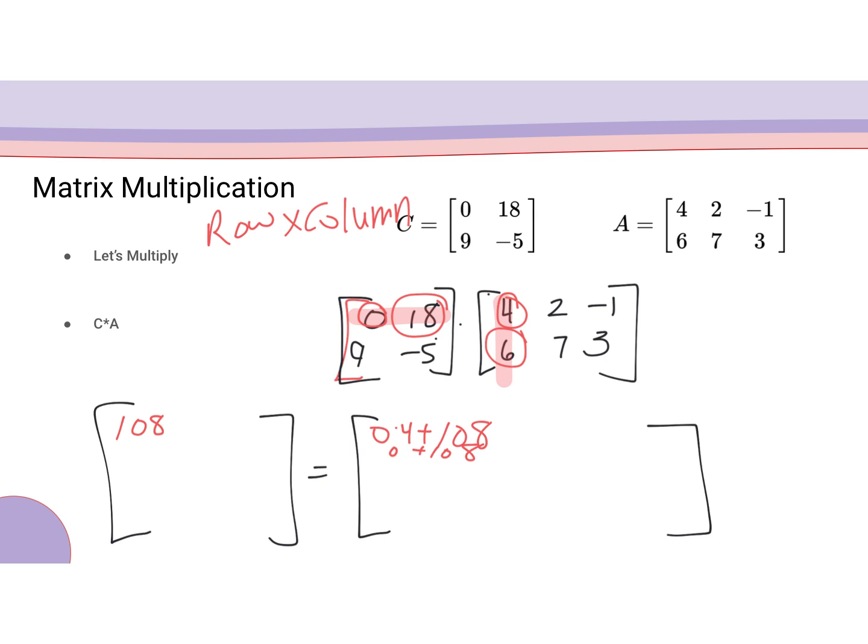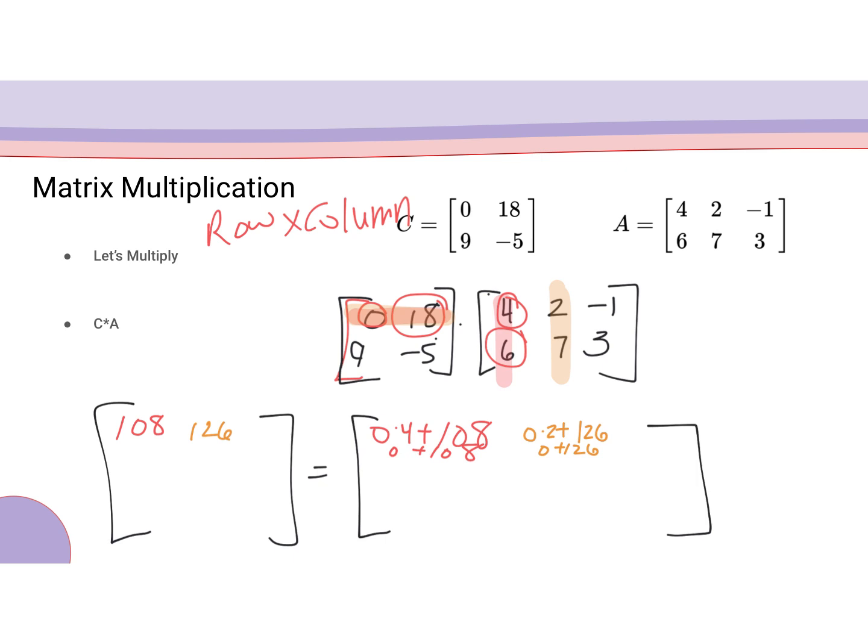Okay, so I did row times column. So let's try that next one. I'm going to take the first row. I've already multiplied it into the first column, so now I'm going to set my target to the next column. So again, piece by piece, 0 times 2 plus 18 times 7, which would be 126. 0 times 2 is 0 plus 126. So my next entry is 126.